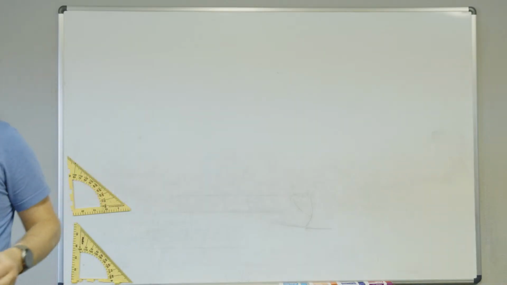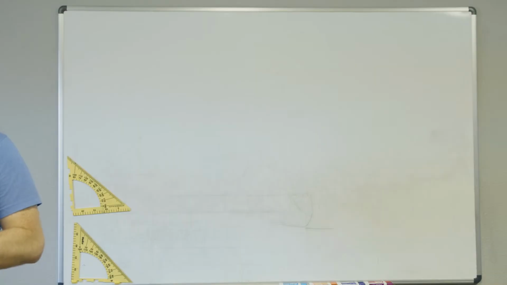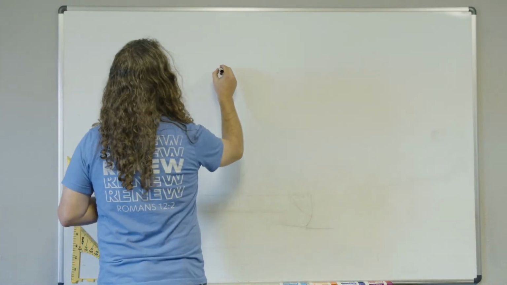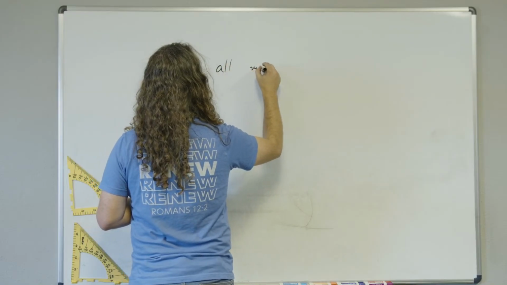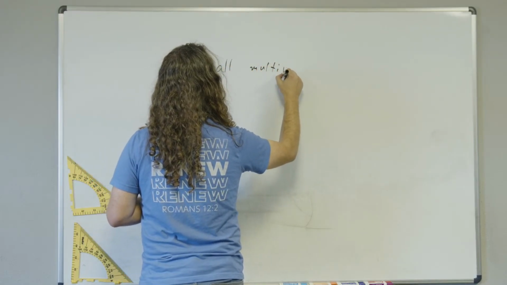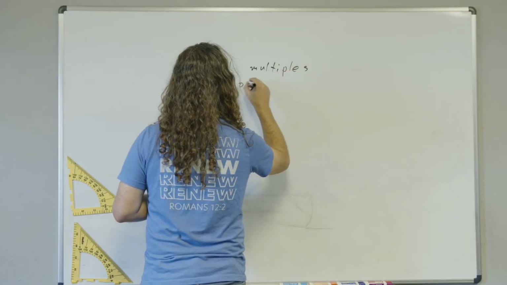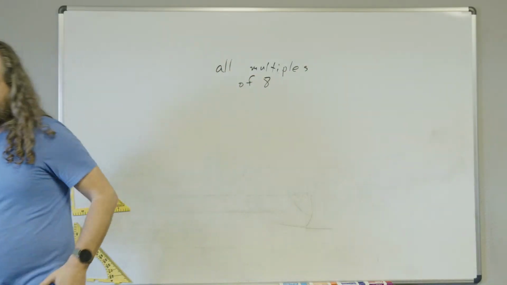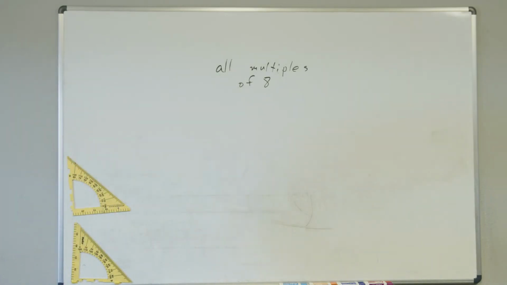Number 10. You know what, we can do 12. Number 12 says all multiples of 8 in set builder notation. So how is set builder notation going to start?